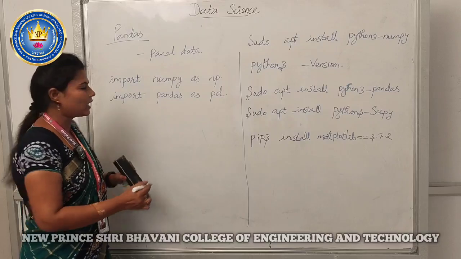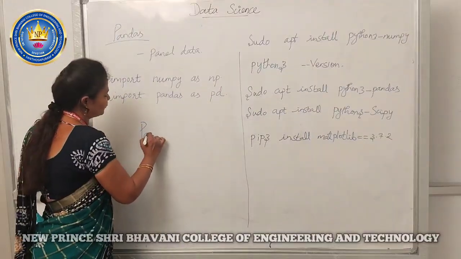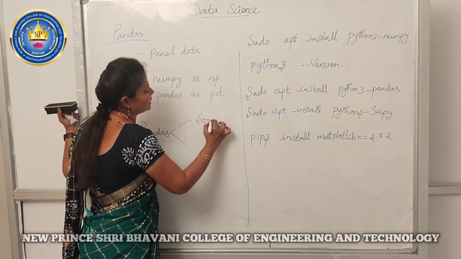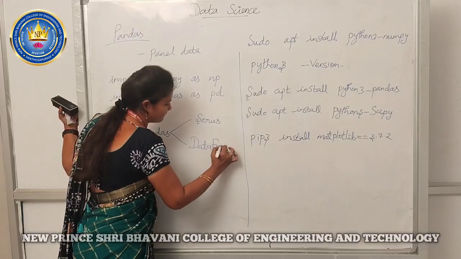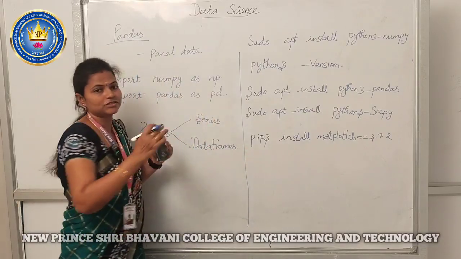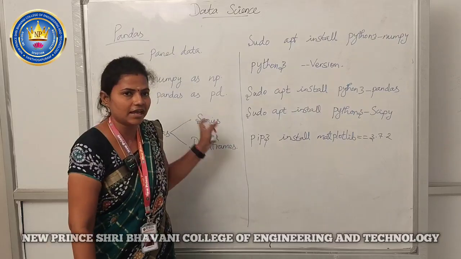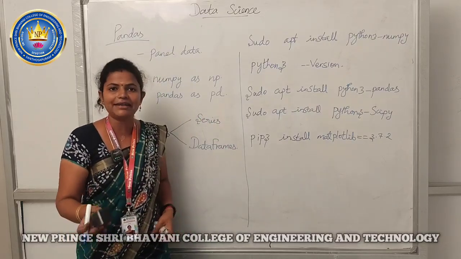Pandas is panel data or panel data set. There are two kinds of classes. The first one is pandas Series and the next one is DataFrame. These are the two classes which are used in pandas. The first one is Series, pd.Series. We can say it is a pandas Series. A pandas Series is a one-dimensional array.